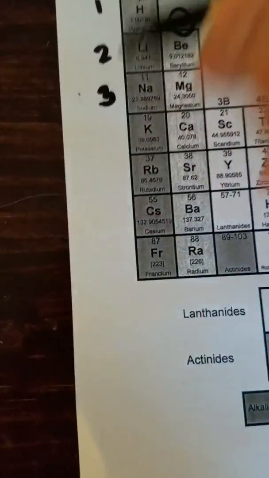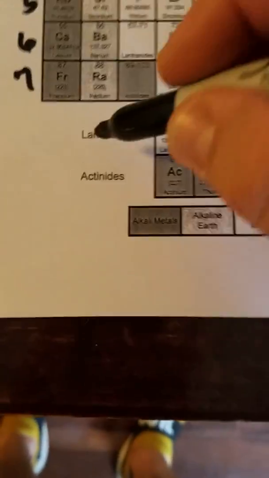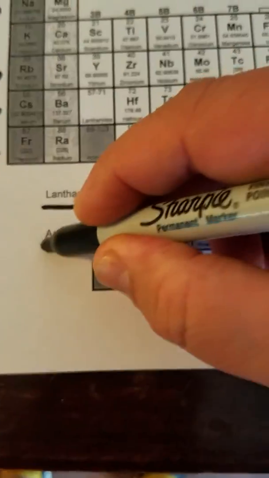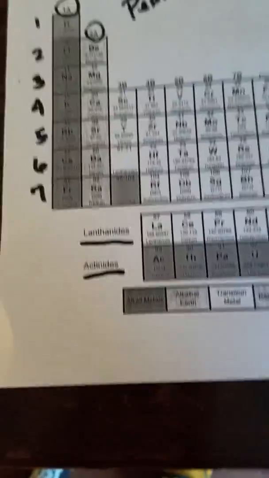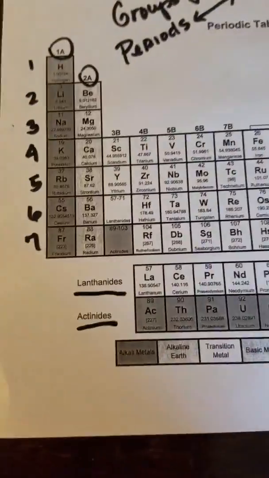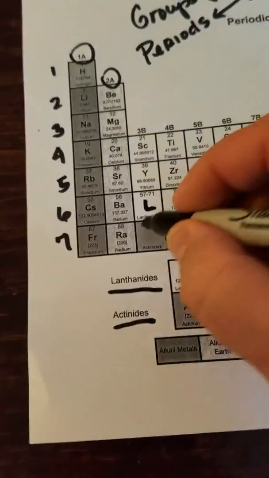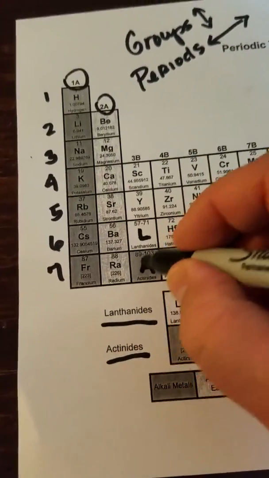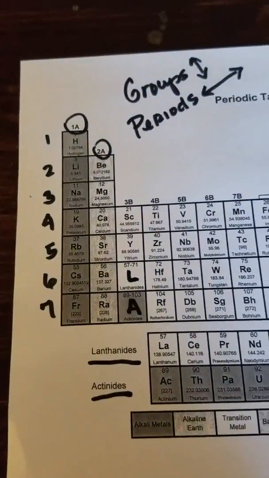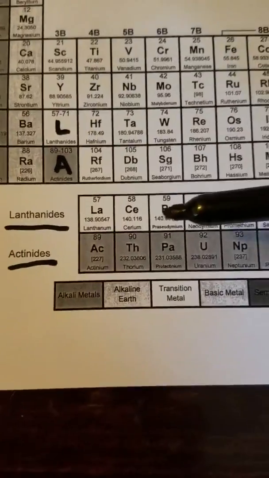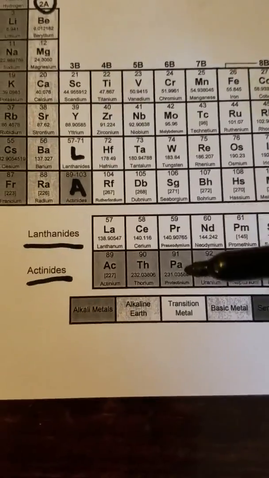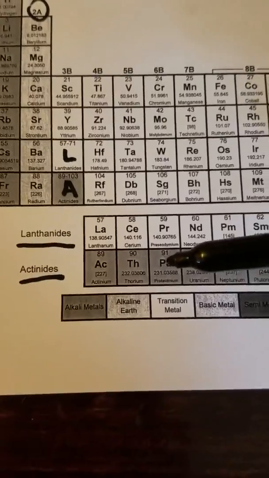1, 2, 3, 4, 5, 6, 7. And then we have the lanthanides and the actinides. Now remember, the lanthanides and actinides are pulled out of those 7 periods. The lanthanides go right there, and the actinides go right there. So really, the lanthanides here are part of period 6, and the actinides here are part of period 7.